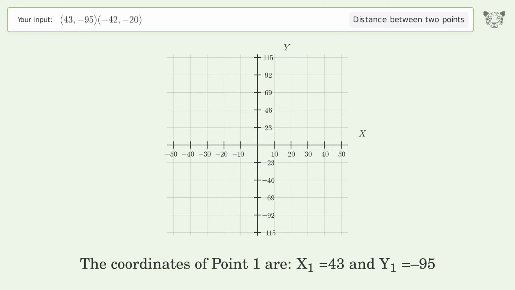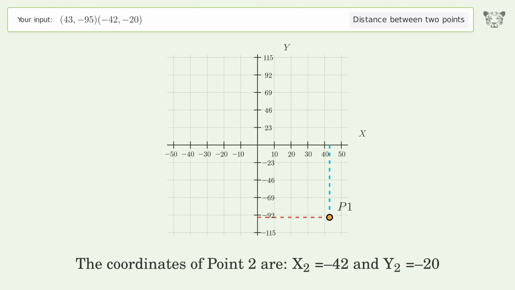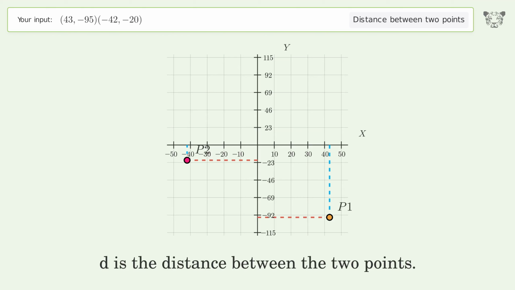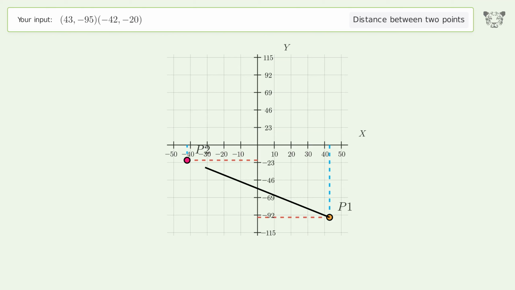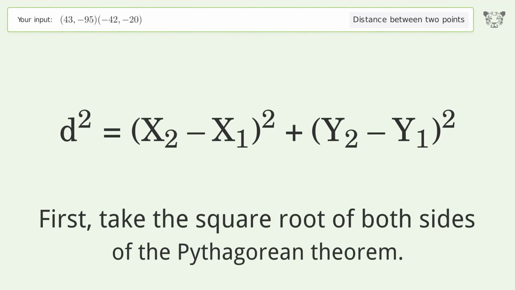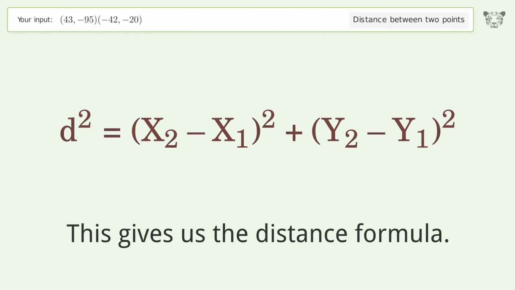The coordinates of point 1 are x1 equals 43 and y1 equals negative 95. The coordinates of point 2 are x2 equals negative 42 and y2 equals negative 20. D is the distance between the 2 points. First, take the square root of both sides of the Pythagorean theorem. This gives us the distance formula.